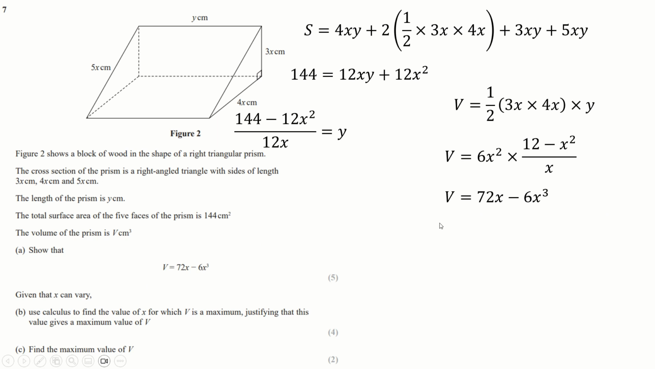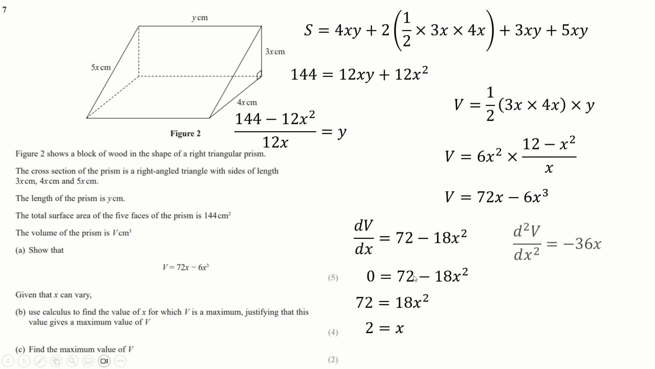Now we use some calculus, so dV by dx, this just makes 72 minus 18x squared. We're going to solve this for 0 because we're trying to show for a maximum. A maximum must be a stationary point at the least, so we're going to need to get dV by dx to be 0. Of course, add this to both sides, divide by 18, square root, and we get x is 2.